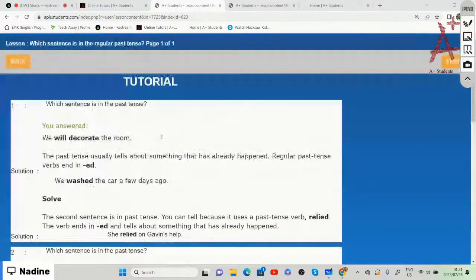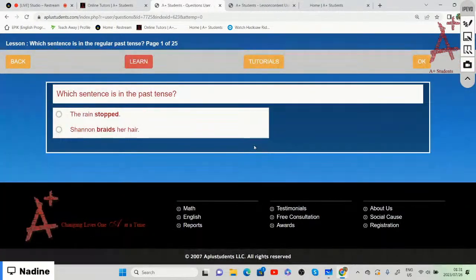All right, so what we did was we had to change the sentence into the past tense, right? And remember, whenever we see will and the verb, then it means that it is in the future tense because it still needs to happen. All right, let's go to our test.